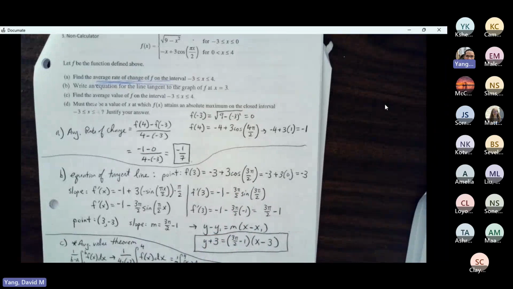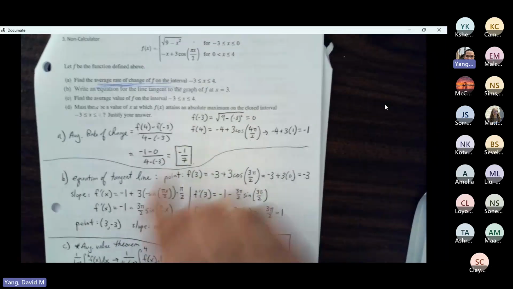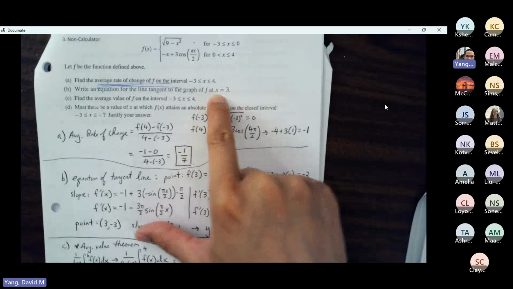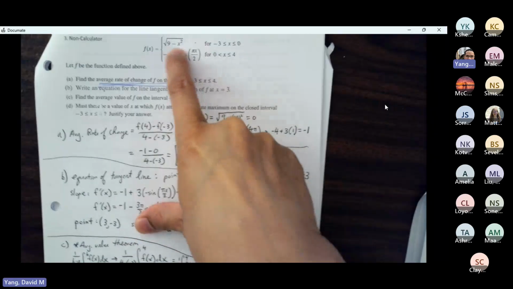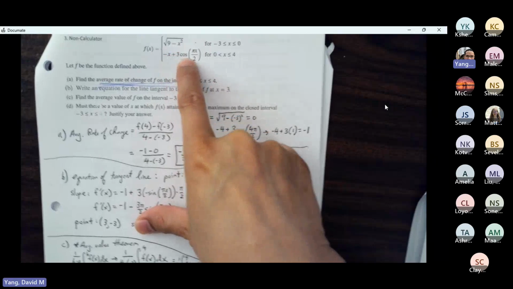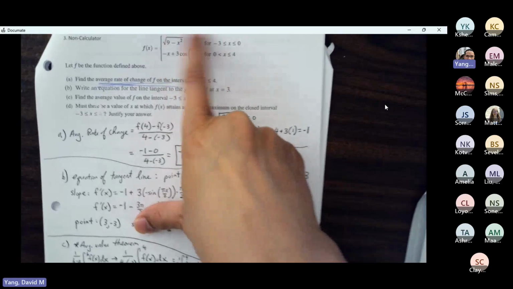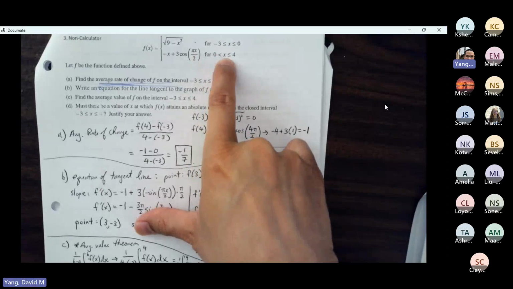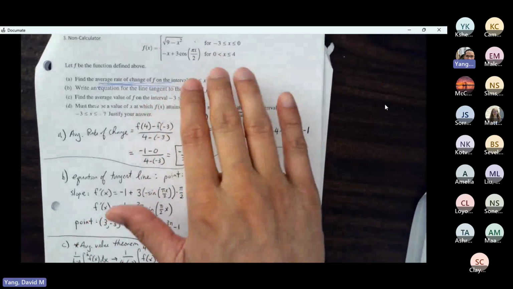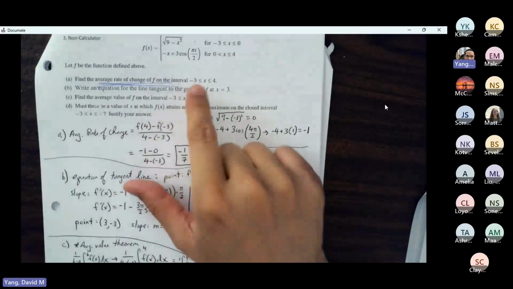Part B, write an equation for the line tangent to the graph of f at x equals 3. So at 3, we see 3 is between 0 and 4, so it's solely with this second piecewise function. We're going to ignore the first piece because it doesn't exist in this x interval. Only the second function exists.